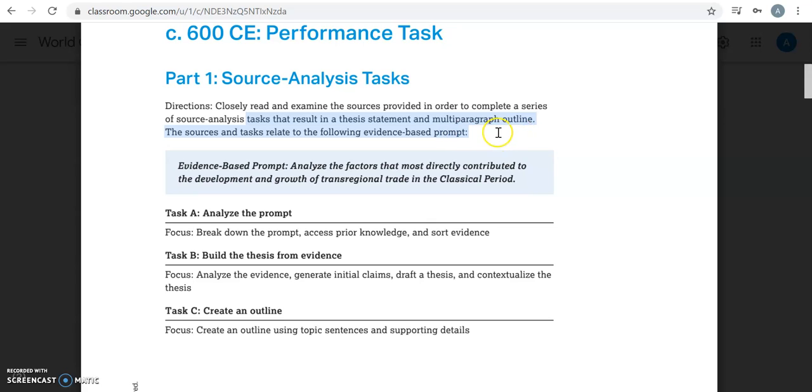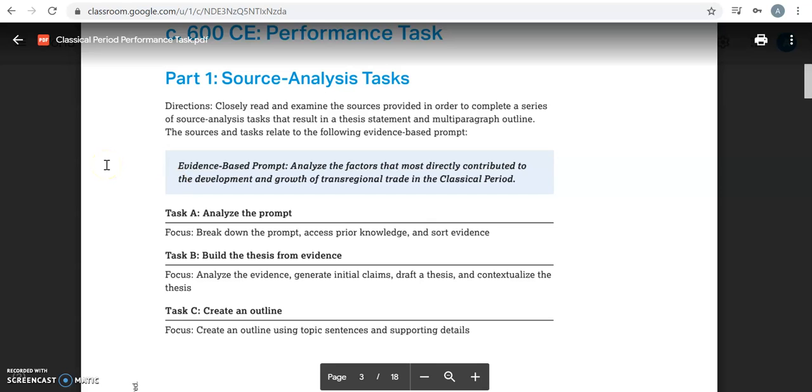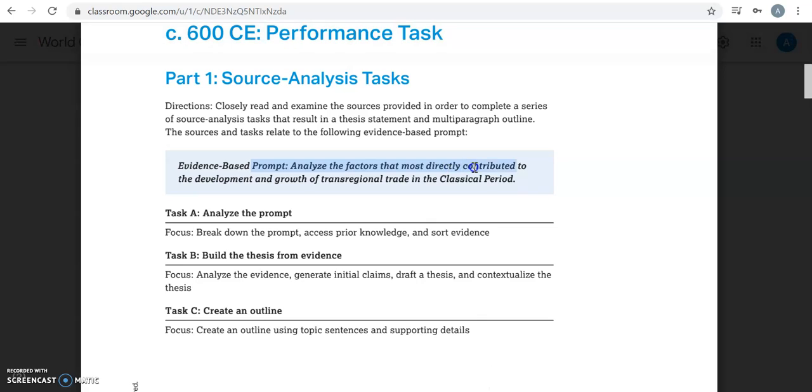The sources and tasks relate to the following evidence-based prompt, which is: analyze the factors that most directly contributed to the development and growth of trans-regional trade in the classical period. This is very important because the trade that came about across the world in the classical period went on to be the foundation for how trade happened in the next historical period we're going to look at, which is the post-classical period. This is where we start seeing the knights in the medieval period and the domination of Christianity over Europe. And a lot of these trade routes continued to be traded upon in this new era.